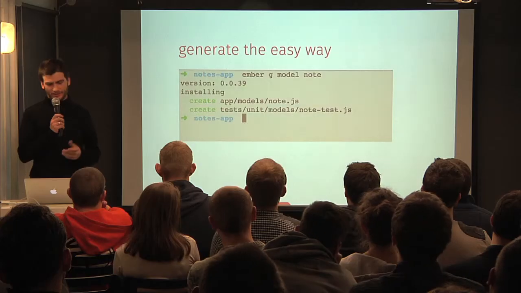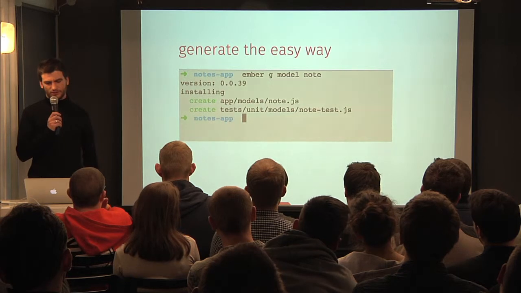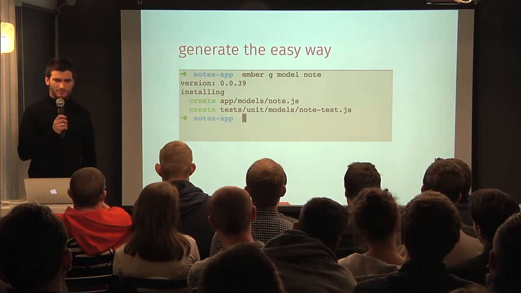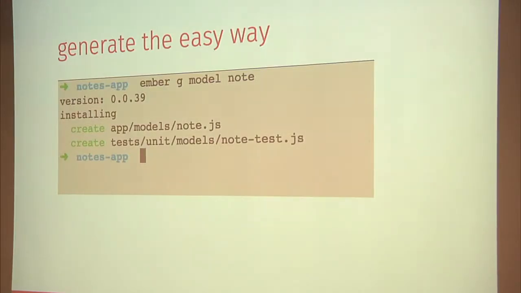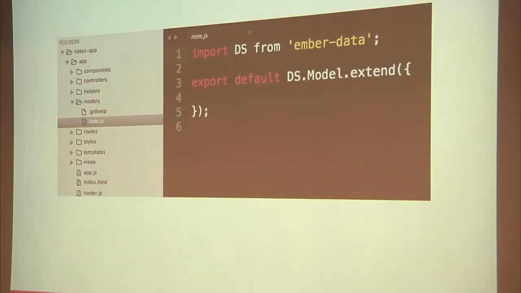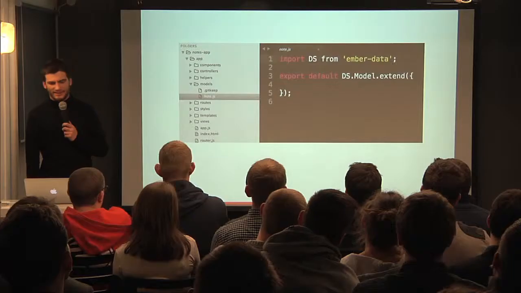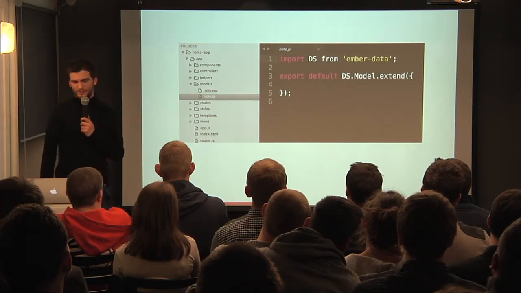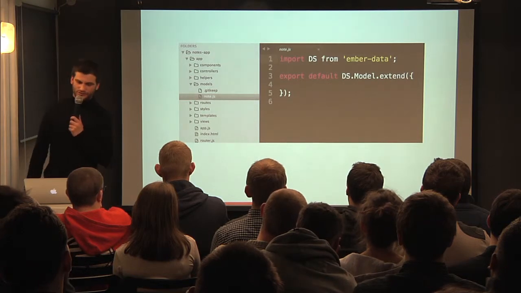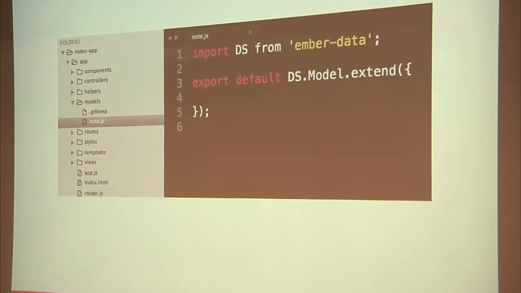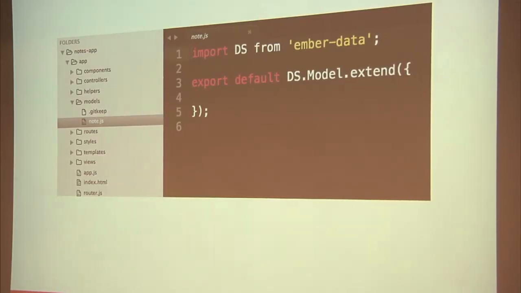We have here Ember G model node. As you can see, it will only give us 2 files, and of course we will need also the test. Remember about the tests. And we see here that it generated this beautiful piece of code. It's pure JavaScript with some ECMAScript feature.